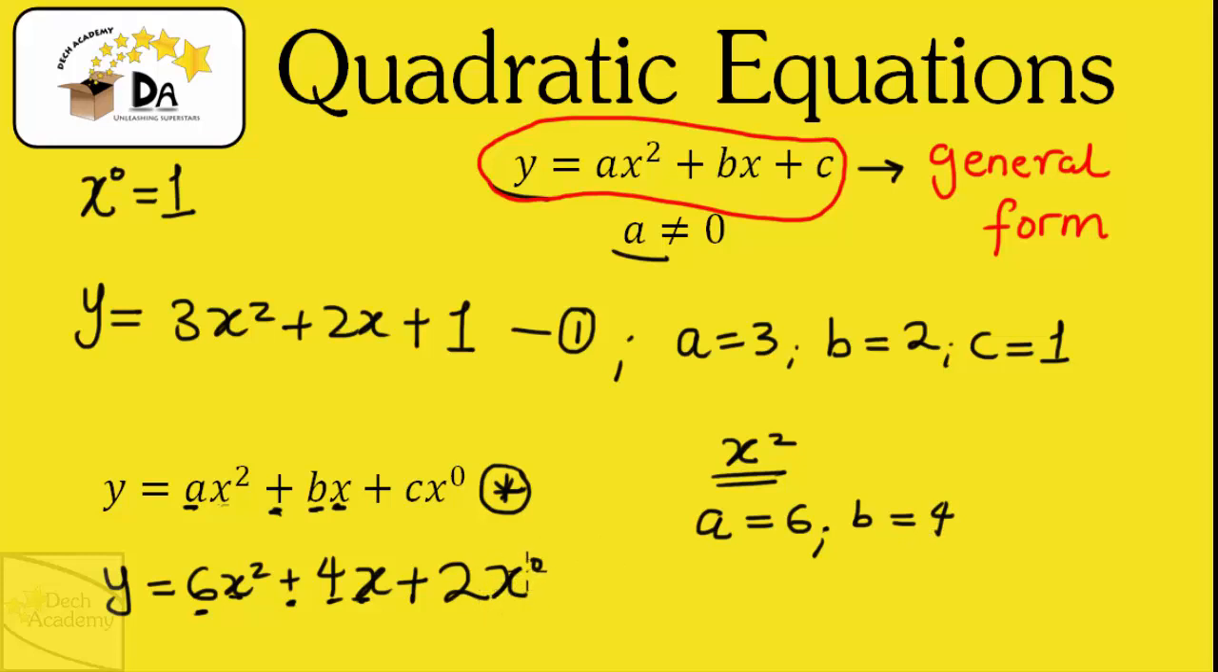The coefficient of x to the 0, okay, we have a plus sign. The coefficient of x to the 0 here in the given equation is 2. The coefficient of x to the 0 in the general form is c. So for our given equation, c is equal to 2. So what I'm just trying to say is that this equation, y equals 6x squared plus 4x plus 2x to the 0, or 6x squared plus 4x plus 2, is a quadratic equation, or it's an instance of this general form where a is 6, b is 4, and c is 2.